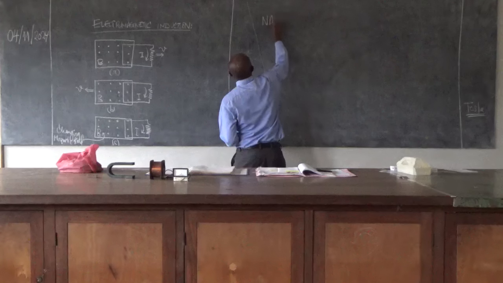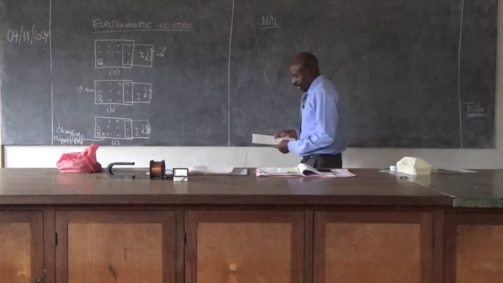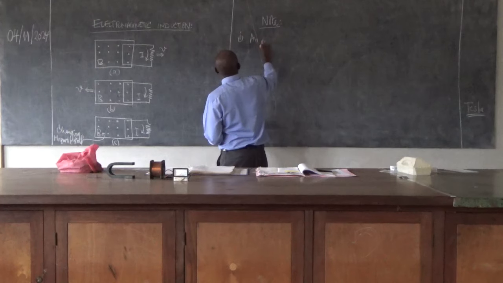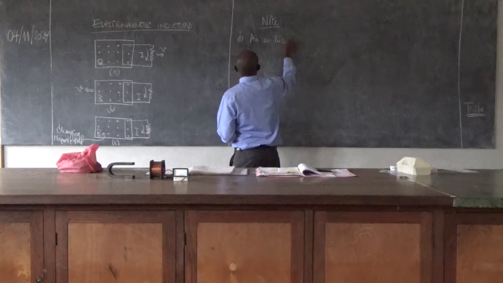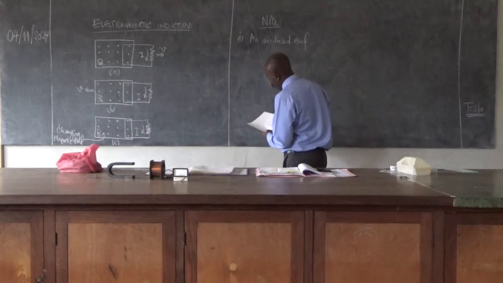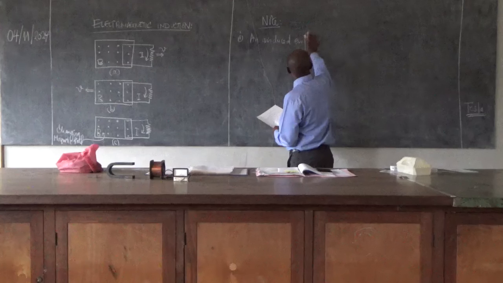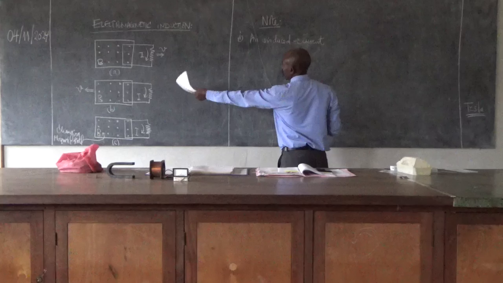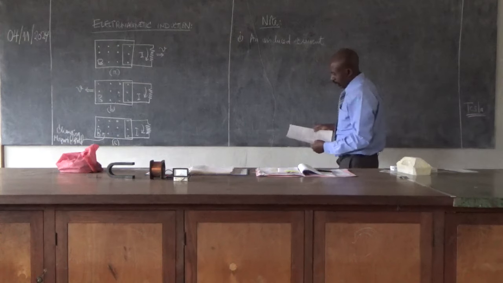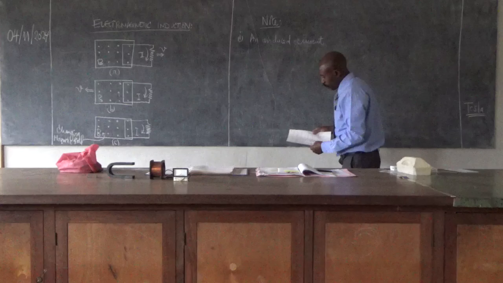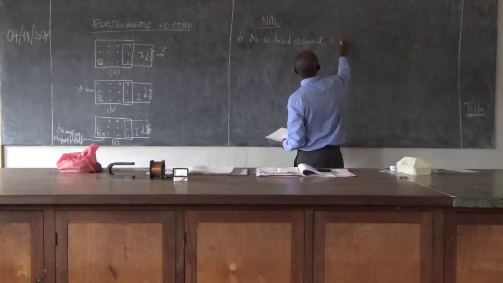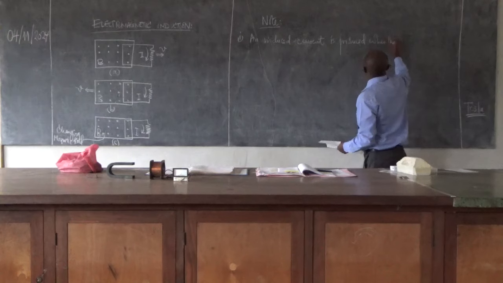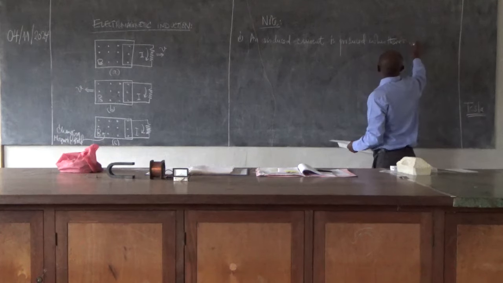So we note that one, an induced EMF, an induced current, which we have been seeing, is produced when there is relative motion.